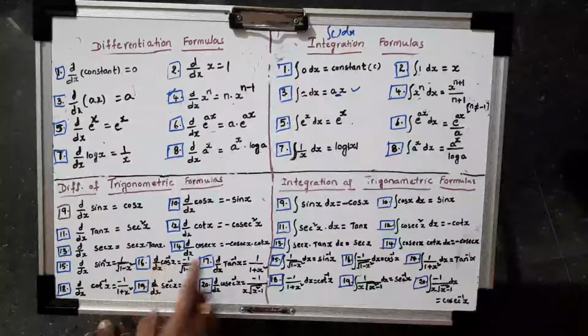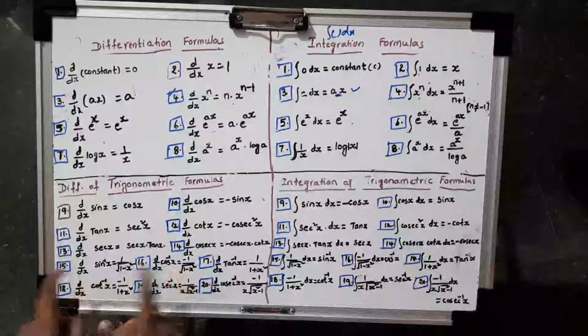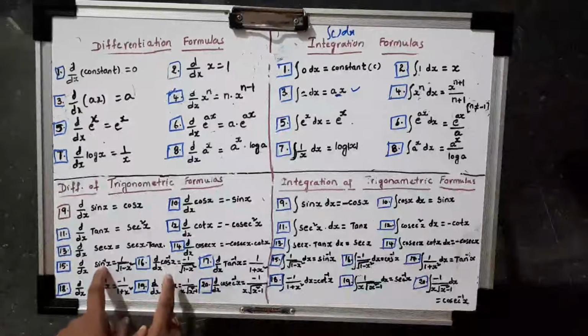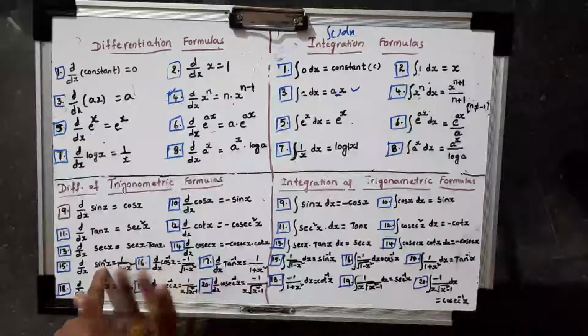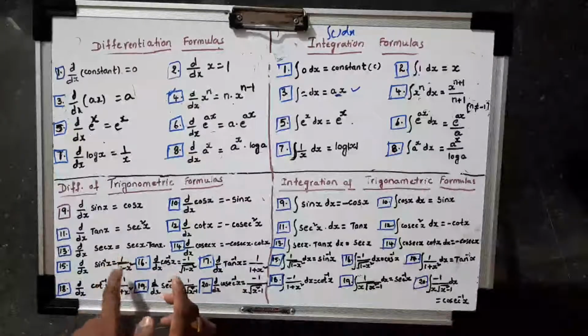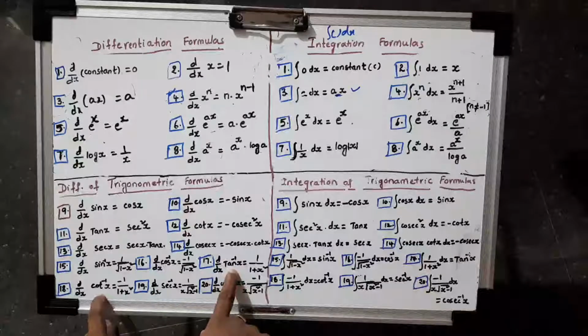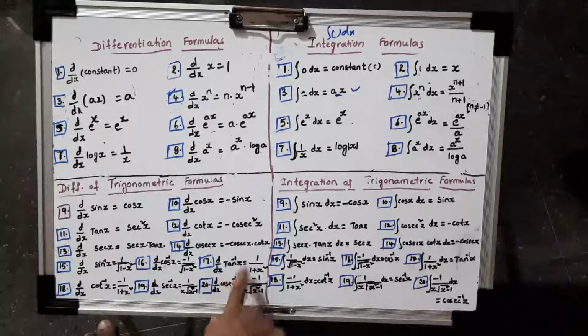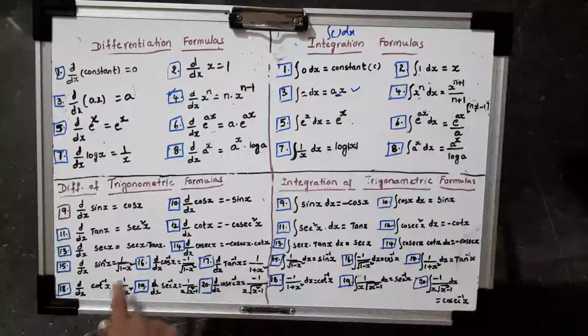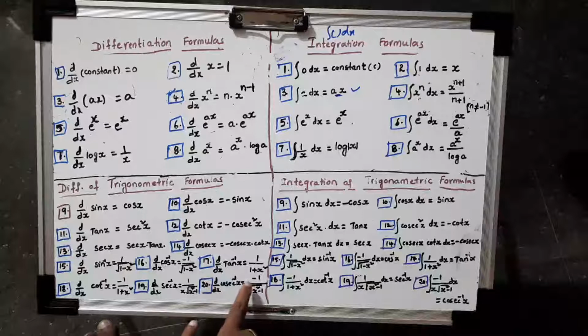Sin inverse x and cos inverse x are related. So if you know the sin inverse x derivation, you don't have to remember cos inverse x, just minus of 1 by root 1 minus x square. Similarly, if you know tan inverse, you don't have to remember cot inverse; tan inverse is 1 by 1 plus x square, and for cot inverse it is minus 1 by 1 plus x square, just put a negative. Secant inverse x, cosecant inverse x: here secant inverse is 1 by x root x square minus 1, and for cosecant inverse, only put a negative, minus 1 by x root x square minus 1.